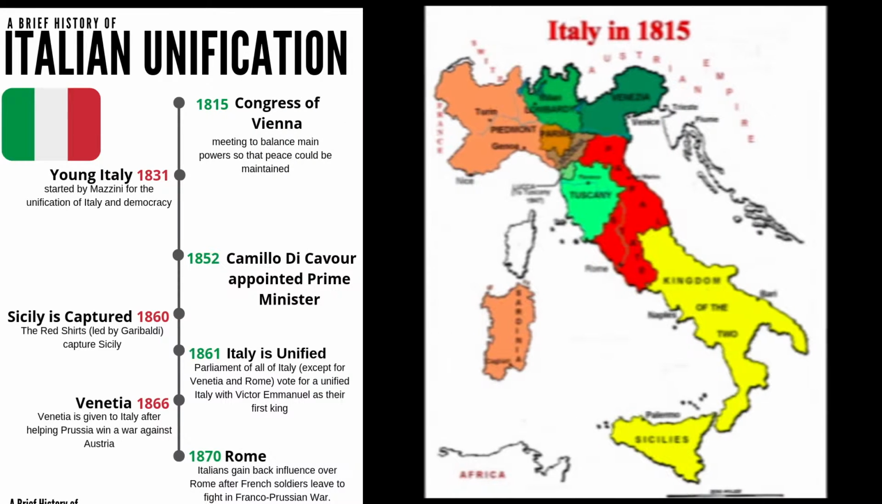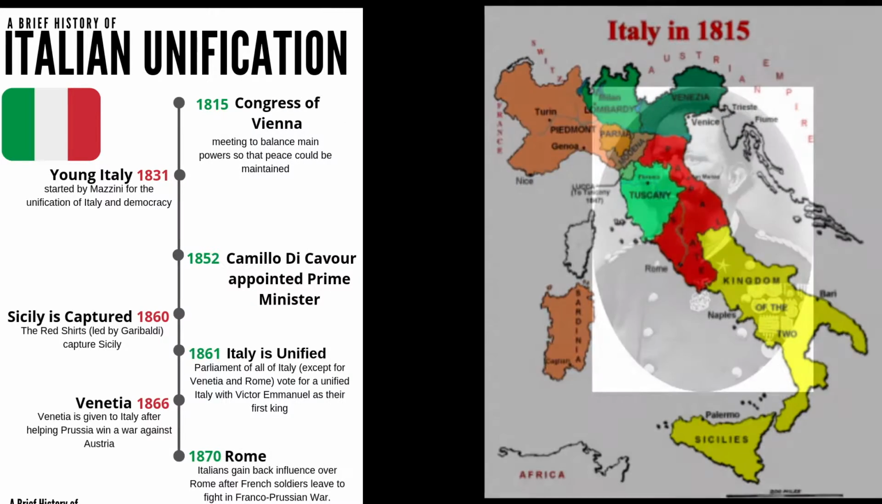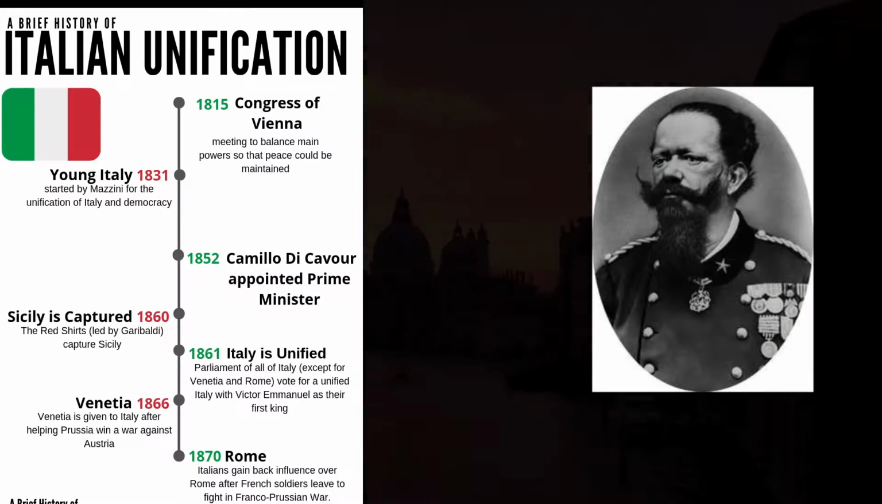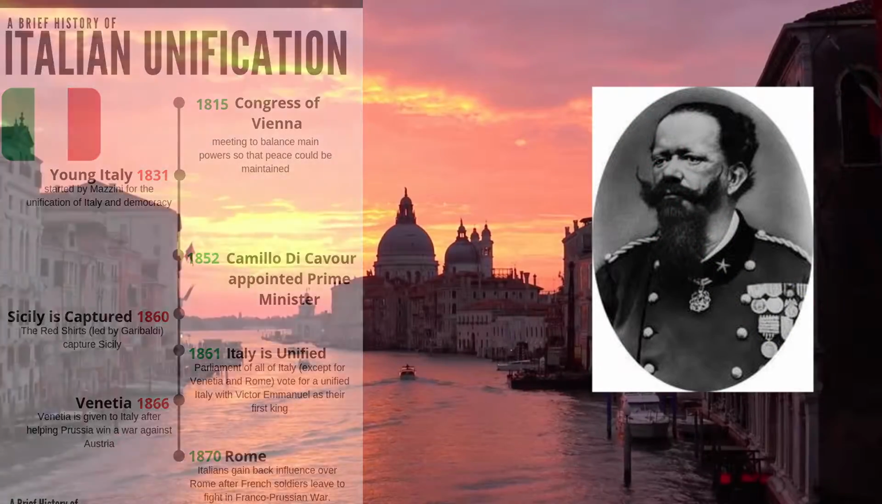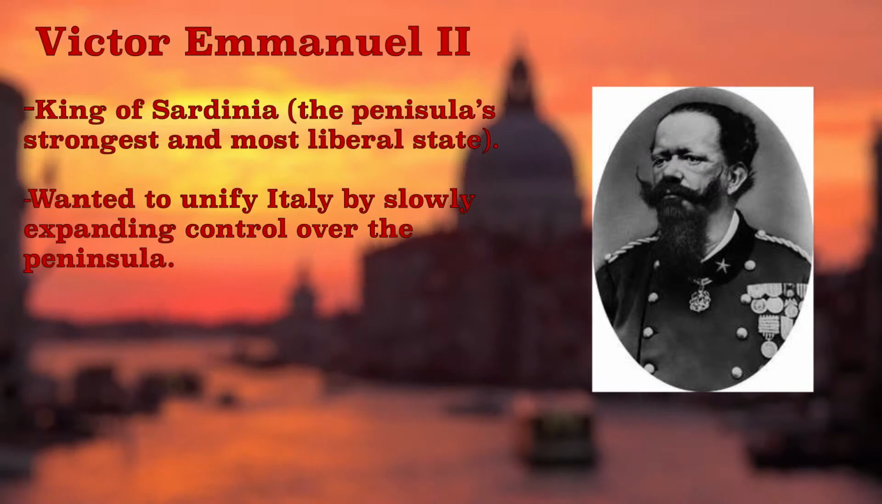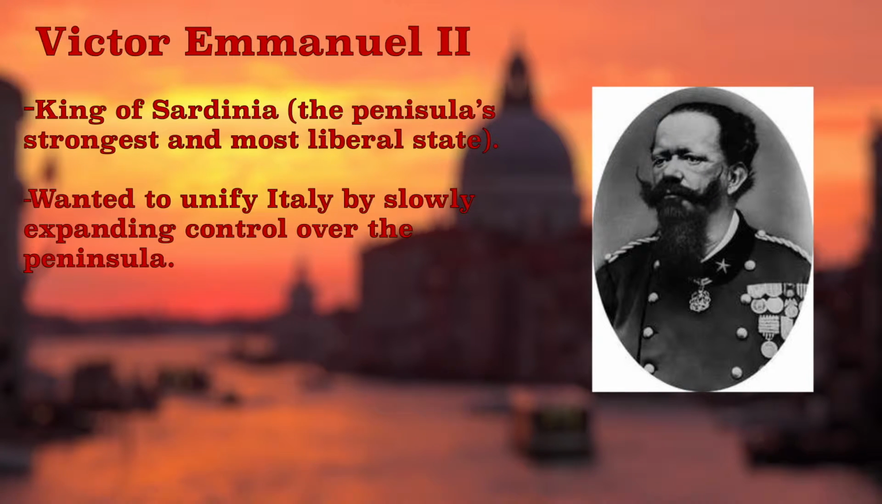Victor Emmanuel II played an important role in the unification. He was the king of Piedmont-Sardinia, the peninsula's strongest and most liberal state. He wanted to unify by slowly expanding control over the peninsula.